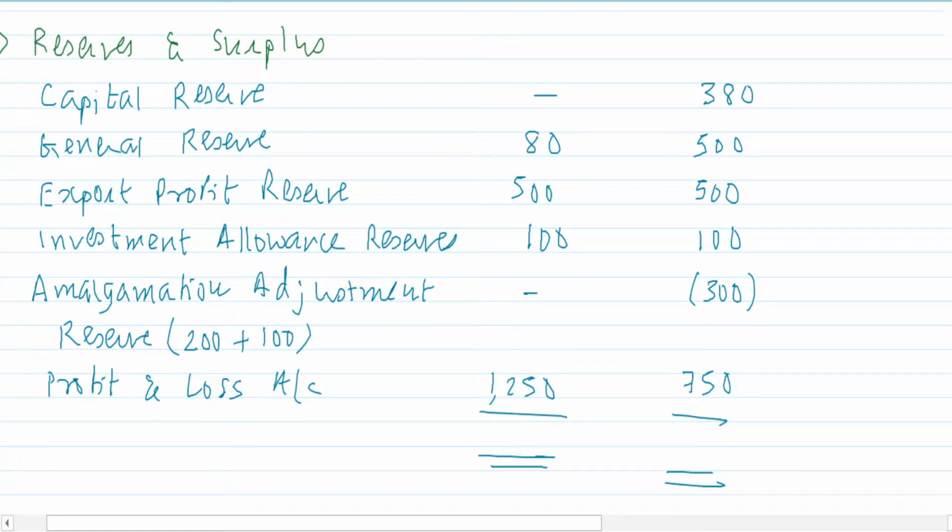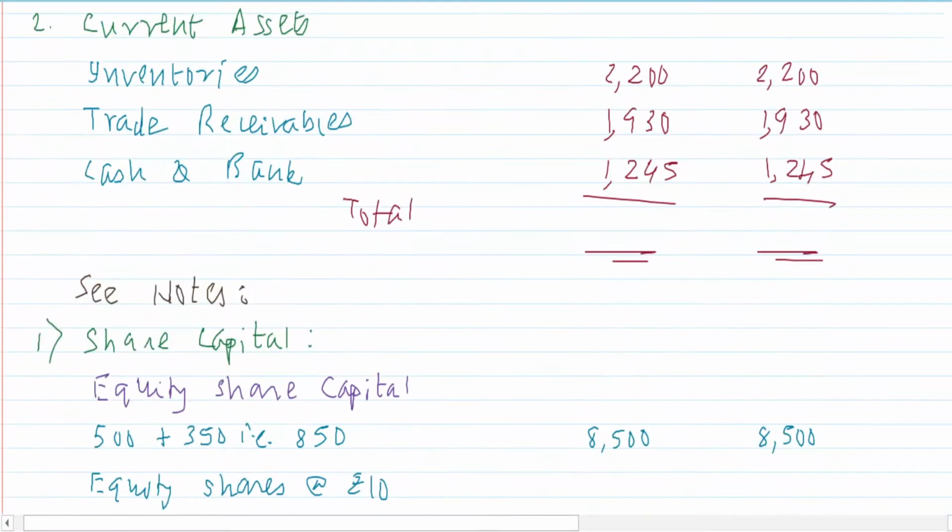Let's take a total over here. 80, 500, 100, and 1250. We get 1930. 380, 1000, 100 minus 300 plus 750. It's a coincidence that we are getting the same figure, 1930. So I have my reserves and surplus, 1930.